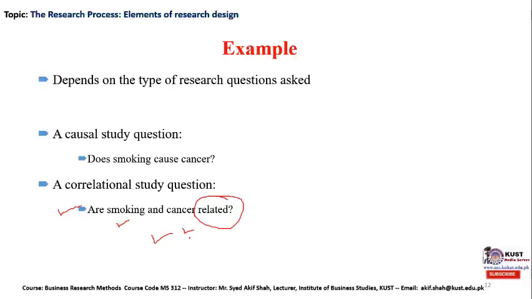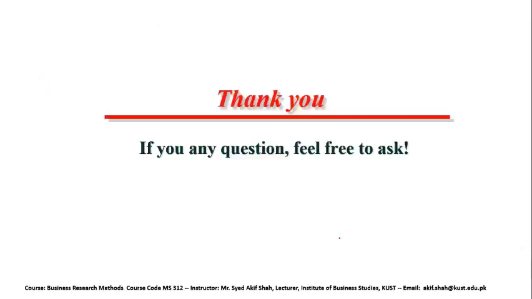So it all depends upon the researcher's approach and the research design he is interested in. Either the researcher is interested to develop a causal study and then make a research question pertaining to that kind of study, or it could be a correlational study. Then the research question may be designed in this fashion, like are smoking and cancer related with each other. So this was all about the discussion regarding the elements of research design, where we have discussed the two primary important elements of research design.